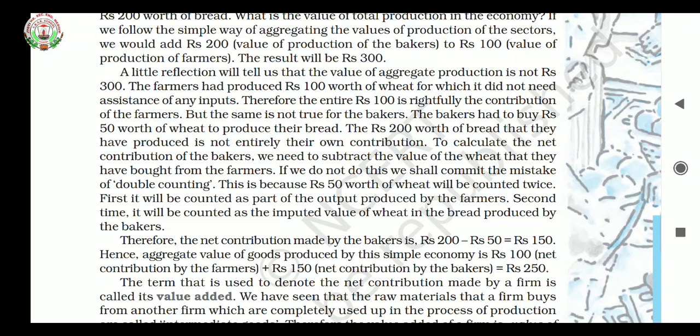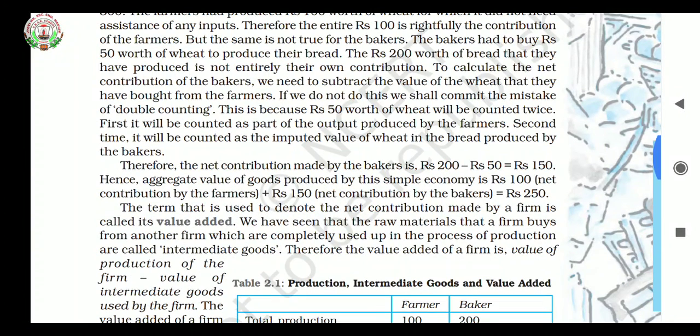This is because rupees 50 worth of wheat will be counted twice. First, it will be counted as part of the output produced by the farmers. Second, it will be counted as the imputed value of wheat in the bread produced by the bakers. Therefore, the net contribution made by the baker is 200 minus 50, that is 150. As the aggregate value of goods produced by the simple economy, rupees 100 net contribution by the farmer plus rupees 150 net contribution by the bakers equals rupees 250. The term that is used to denote the net contribution made by a firm is called its value added.